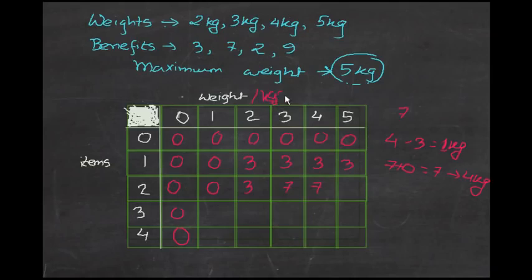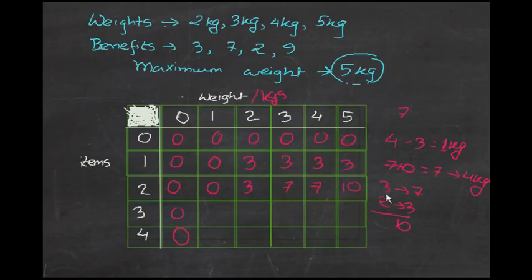Yeah, so this is in kgs. Anyway, for the fifth kg item, we can still take only 2 and 3 kg. So when we're taking 3 kg, the benefit is 7. And when we're taking the previous cell's 2 kg, we always try to consider the immediate previous cell, not the previous cell's cell, just the previous cell immediately before the one that we're working on. And the 2 kg's benefit is 3, according to the previous cell. So the total benefit is 10. So we put 10 here.